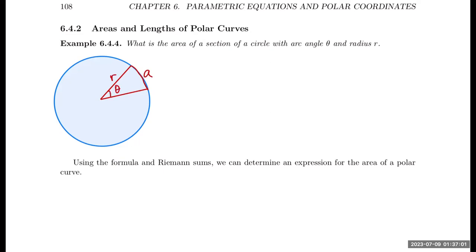So what is the area of this? Well, the arc length we know is equal to r times theta. So the area of a sector of a circle would then be the fraction of a circle: the arc length divided by the circumference, 2 pi r, multiplied by the area of the circle, pi r squared. So this one over here is the fraction of the entire circle.